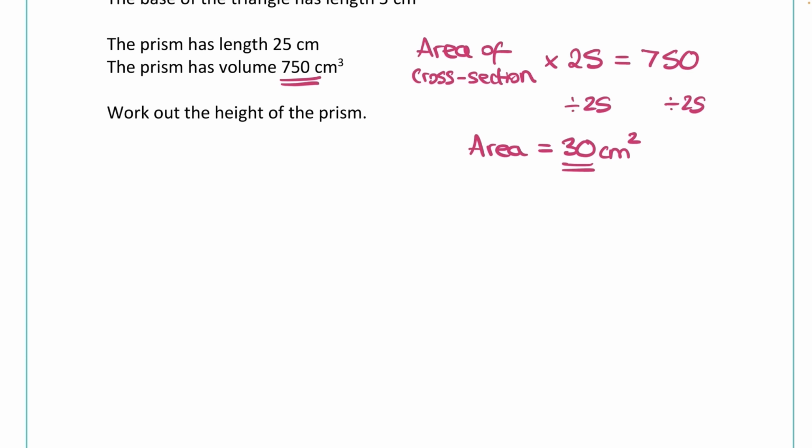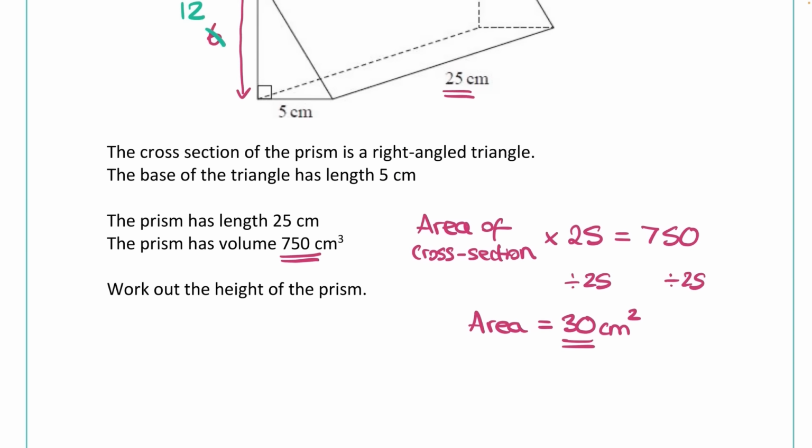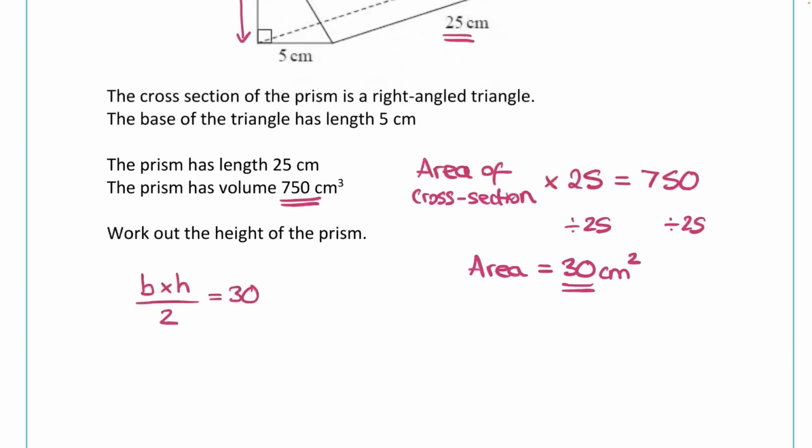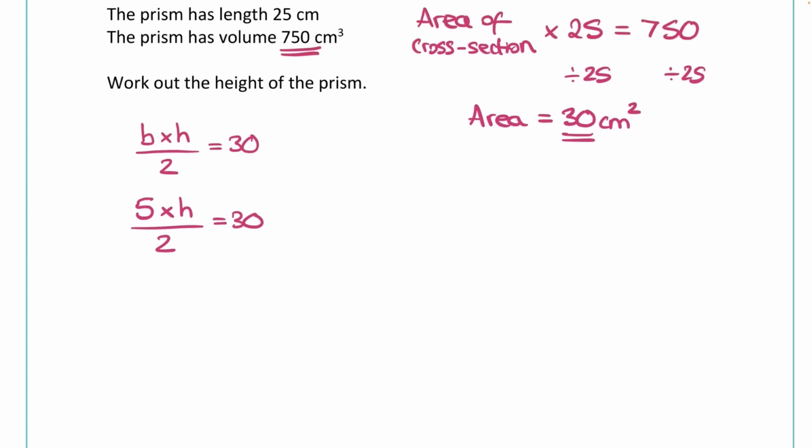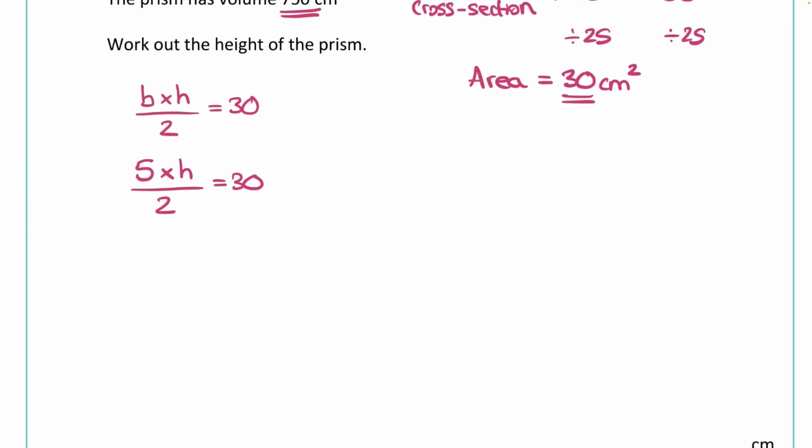So the height would be 30. Now if you don't use that method, you could of course write down the base times height divided by 2 equals 30 and use it as a bit of a formula. Well, the base is 5, the height we don't know, so it's 5 times the height divided by 2 equals 30. I much prefer the method I've just talked about, but here we can now times by 2, so 5 times the height equals 60, and then dividing by 5, the height equals 12.